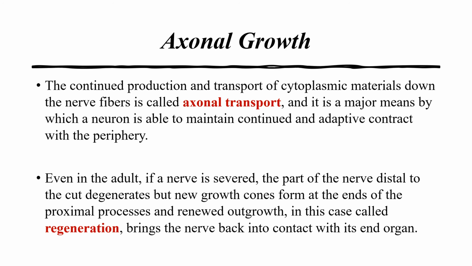So the continued production and transport of cytoplasmic materials down the nerve fibers is what you call axonal transport, and it is a major means by which a neuron is able to maintain continued and adaptive contact with the periphery. So even in the adult, if a nerve is severed or traumatized, the part of the nerve distal to the cut degenerates, but new growth cones form at the ends of the proximal processes and renewed outgrowth occurs. In this case, it is called regeneration.